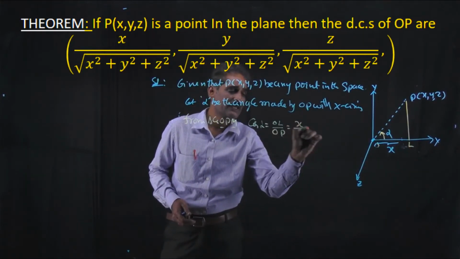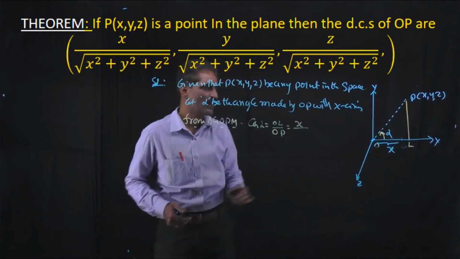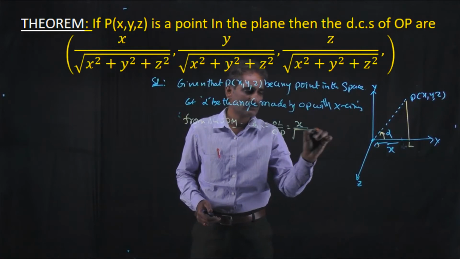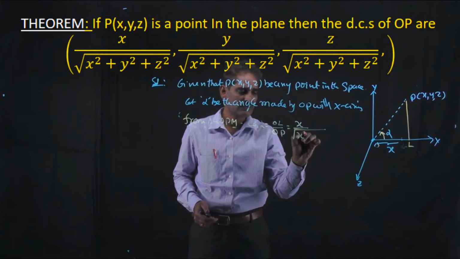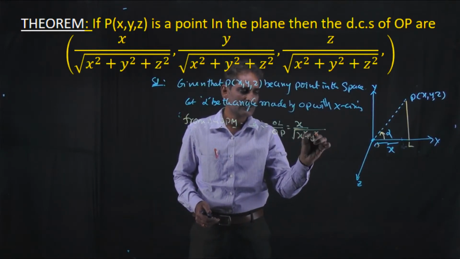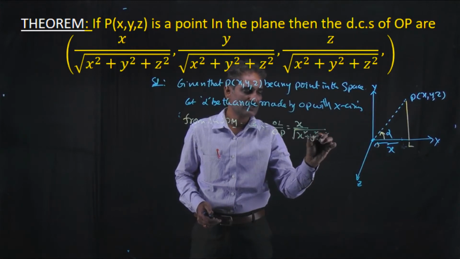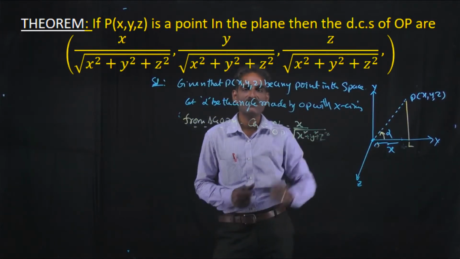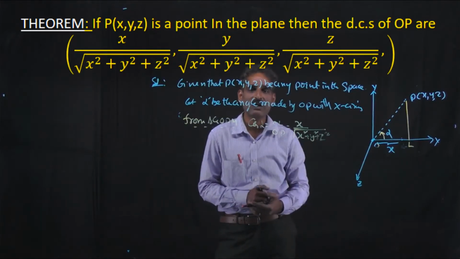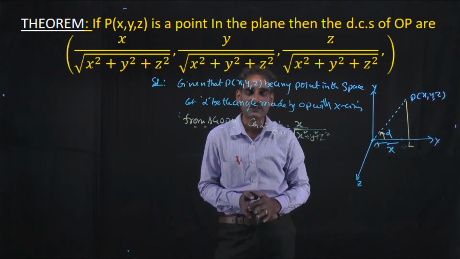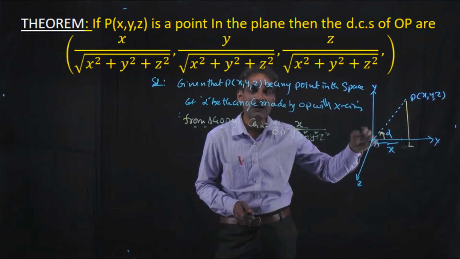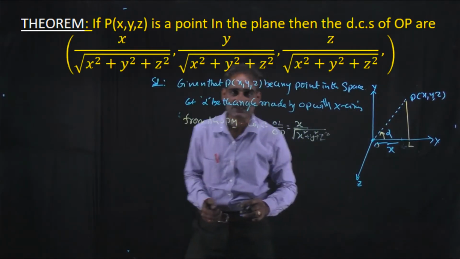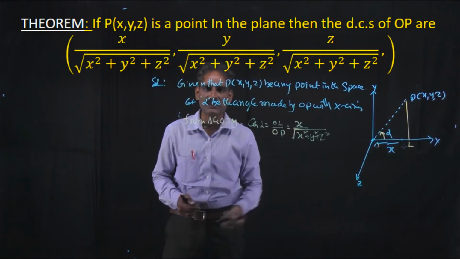So cos alpha is x by the length of OP. What is the length of OP? It is the distance from the origin to P, which is root of x square plus y square plus z square. So cos alpha is equal to x by root of x square plus y square plus z square. If beta and gamma are the angles made by the same line with the y and z axes, similarly we can write cos beta and cos gamma also.